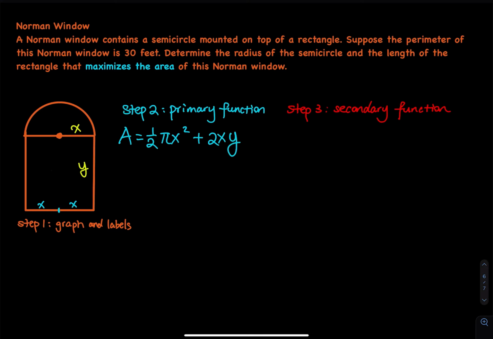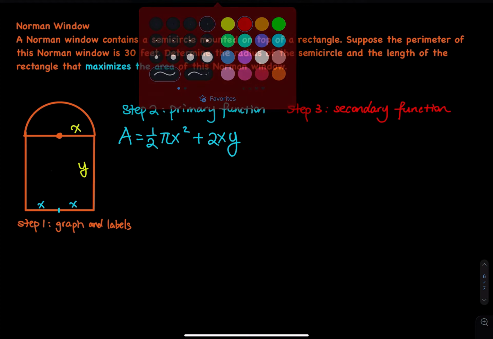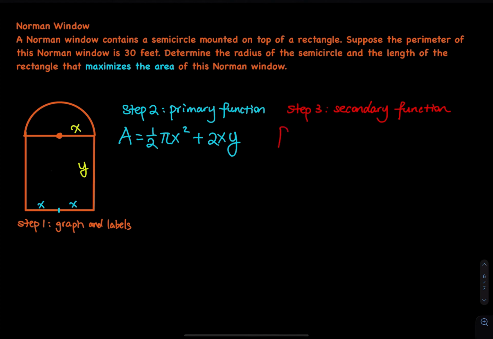We are trying to maximize the area. This primary is in terms of two variables, x and y. We have to get rid of one of them. That's why we need a secondary function. The secondary function is using the perimeter. So what is the perimeter of this Norman window?